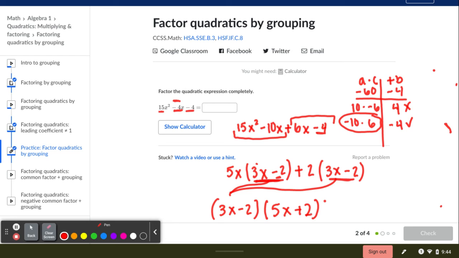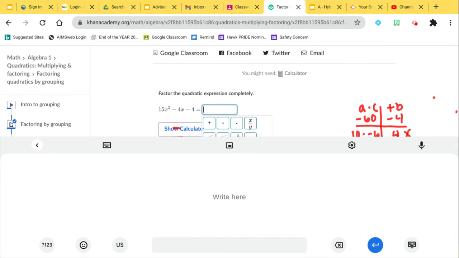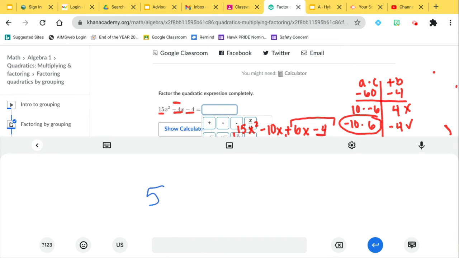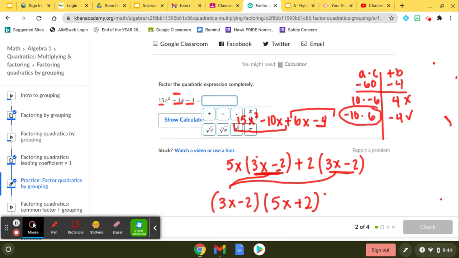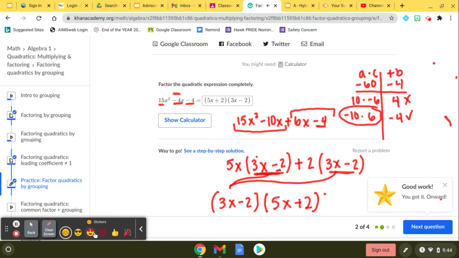And I could check that by just remultiplying together. So typing that in, that would be 5x plus 2, and then 3x minus 2. And let's see if we're correct. And we are. So we can add a sticker. Voila. We were good on that.